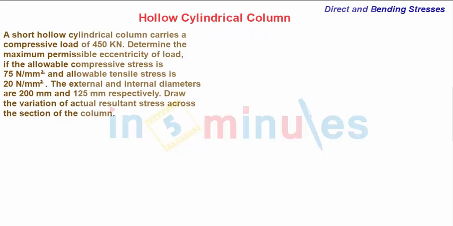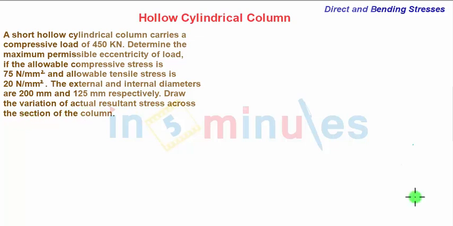The problem statement is: a short hollow cylindrical column carries a compressive load of 450 kN. Determine the maximum permissible eccentricity of the load if the allowable compressive stress is 75 Newton per mm square and the allowable tensile stress is 20 Newton per mm square. The external and internal diameters are 200 mm and 125 mm respectively. Draw the variation of actual resultant stress across the section of the column.